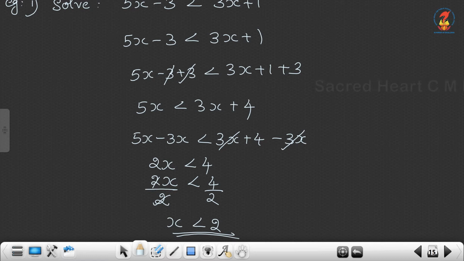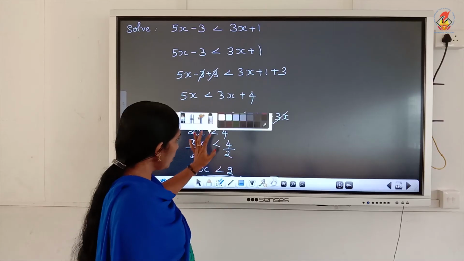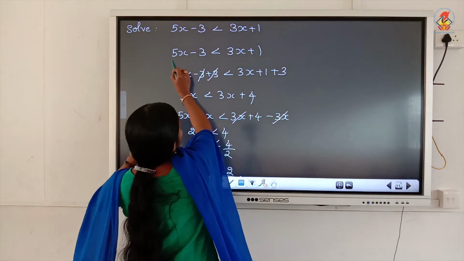So once again, this is the question. First I add 3 on both sides, so 5x is less than 3x plus 4. Then subtract 3x, so 2x is less than 4. Then divide both sides by 2, so the sign won't change. Okay. I divided both sides by a positive number. Actually this is the method. But you can easily do it without doing all these steps. This is the question.